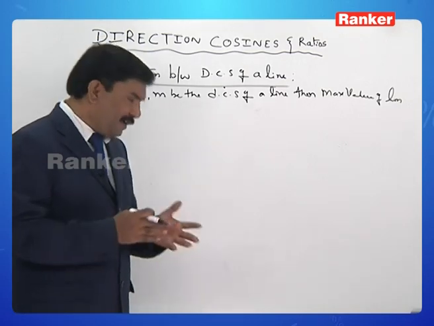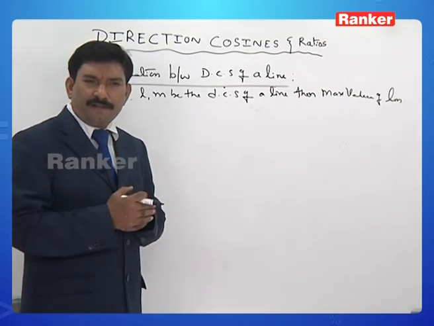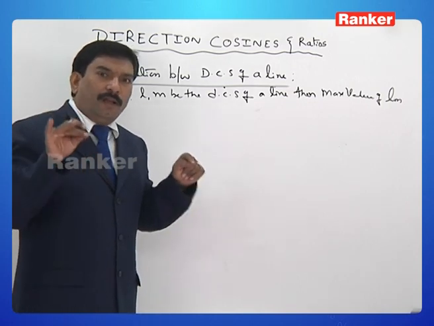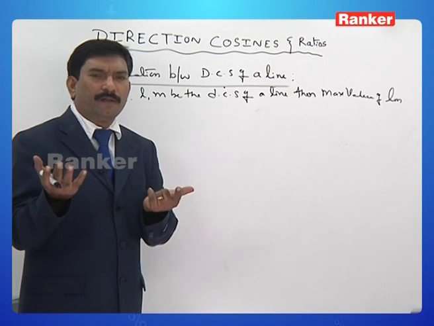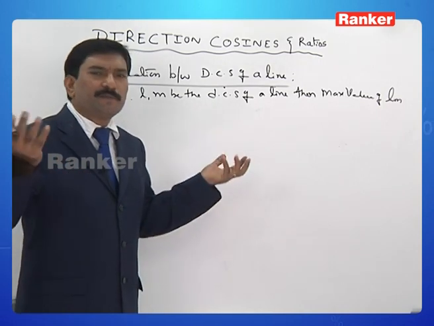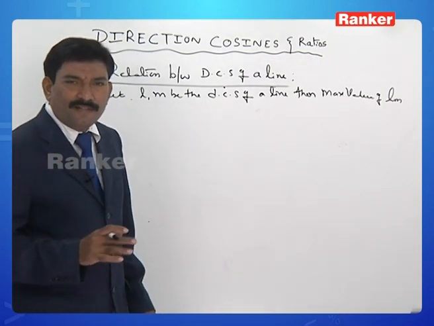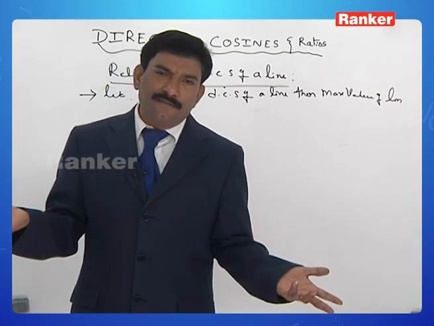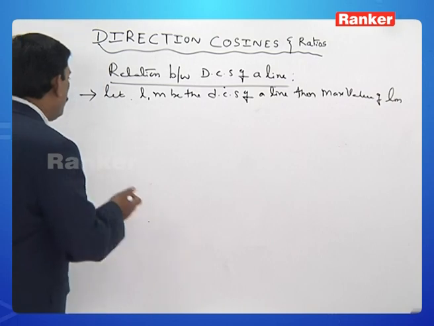Then what is L? L is nothing but cos alpha. M is nothing but cos beta. If L and M are the DCs of a line, what about the relation? L square plus M square is equal to 1. Right? So therefore, what is the length? R square is equal to x square plus y square. So therefore, now we know it already.